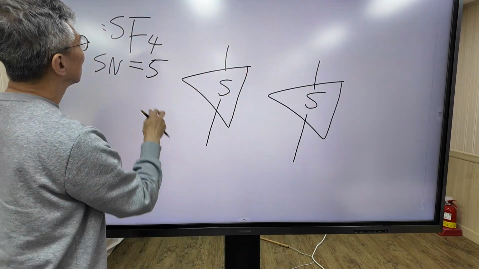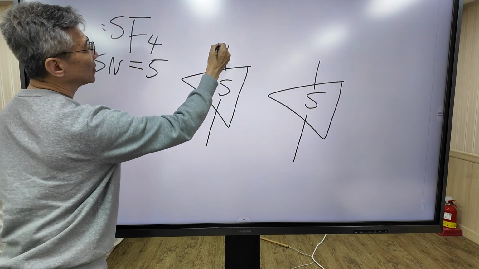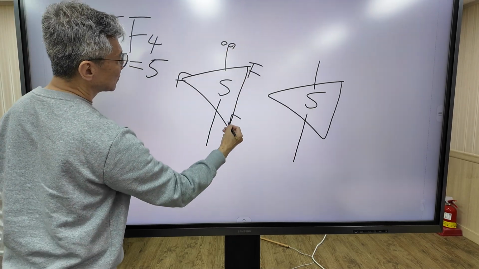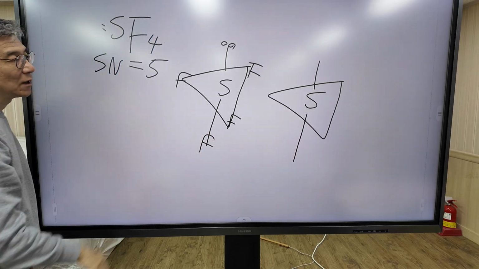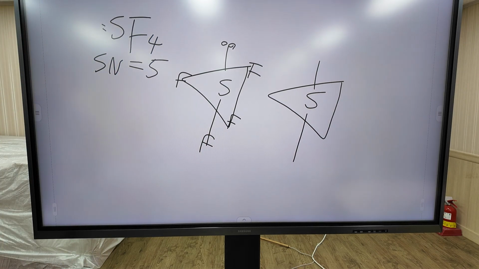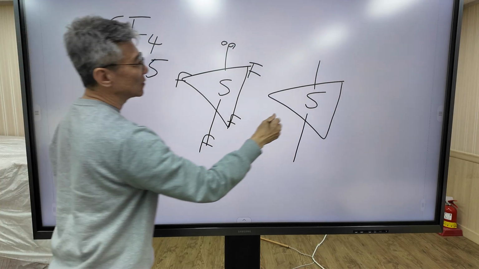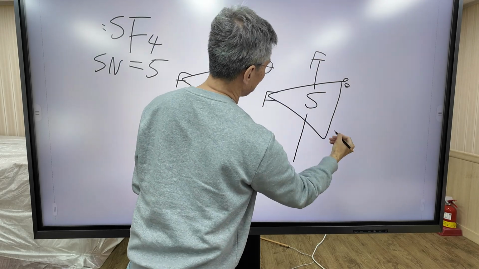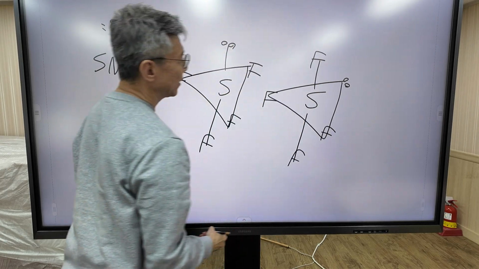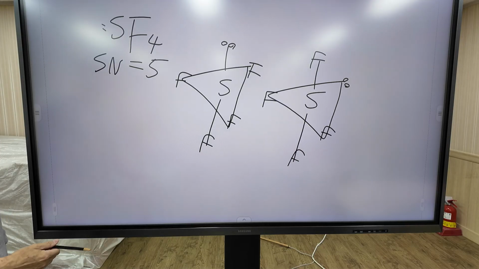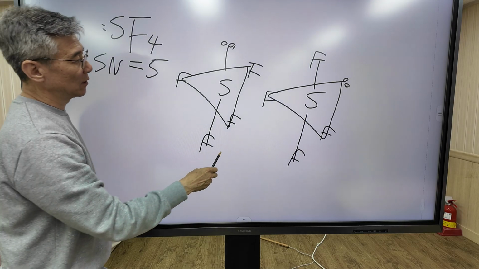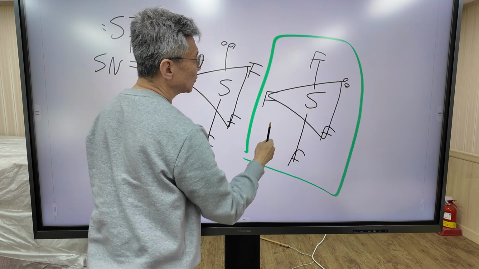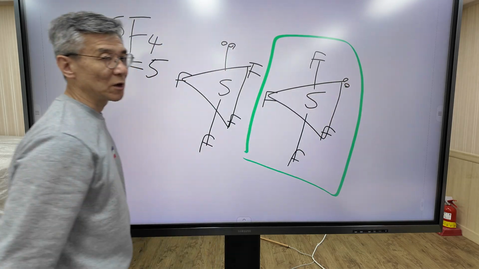The first structure is that the lone pair is located on the axial position. This is the first possible structure. The second possible structure is that the lone pair is located on the equatorial position. As you recall, according to the textbook, the structure is this one. The lone pair is known to be located on the equatorial position.